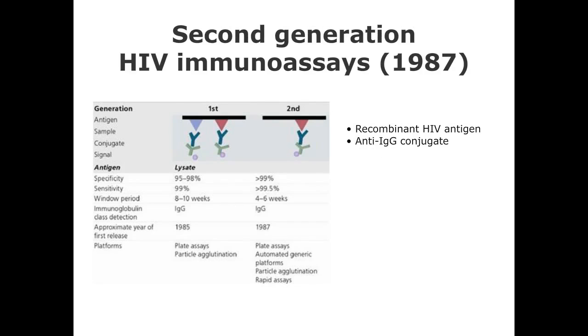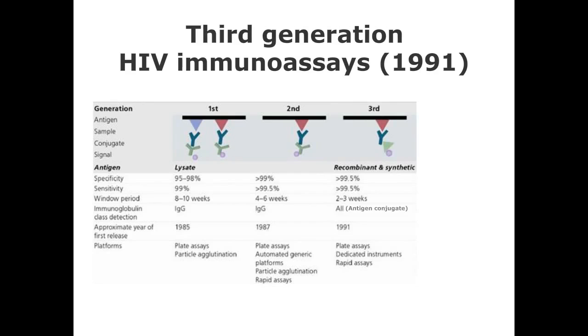2 years later, there was a second generation of HIV immunoassays, where they used not crude lysates but recombinant HIV antigens, and that increased the specificity dramatically to over 99%. So now we had a sensitivity of 99.5% and a specificity of over 99%. Since then, the HIV assays are actually quite good. It didn't stop there. In third generation HIV immunoassays, they used an antigen conjugate so that not only IgG but also other immunoglobulins would be detected, which increased the specificity to 99.5%, and since then HIV assays can rightfully be called the Rolls-Royces of serology.